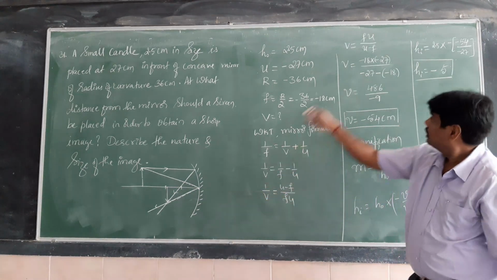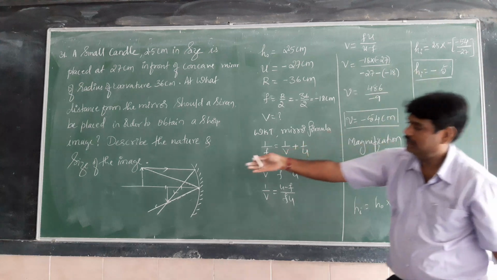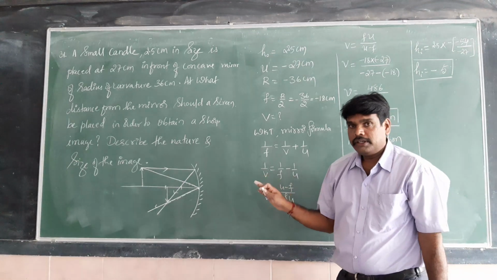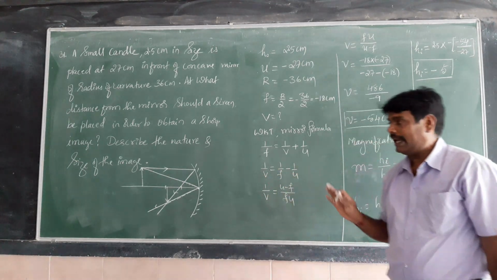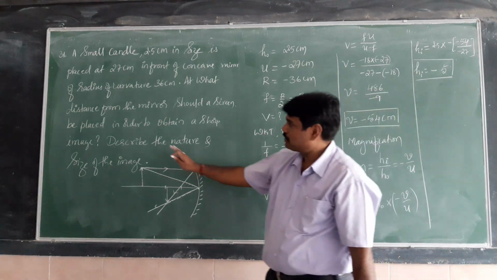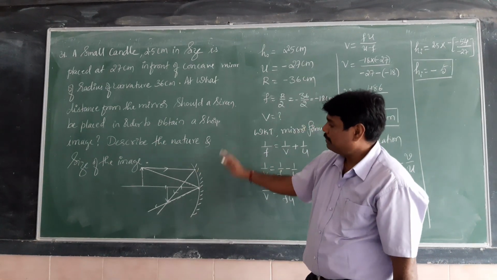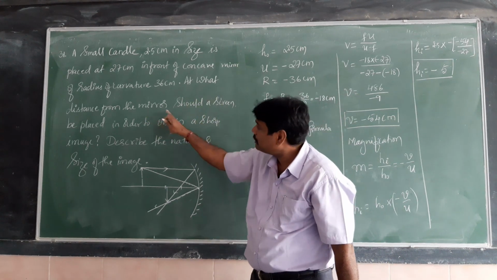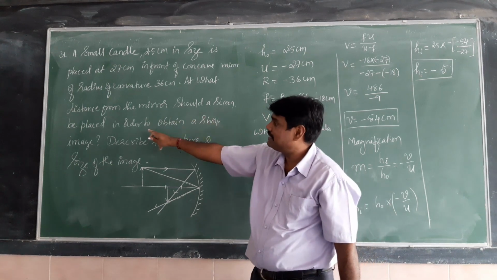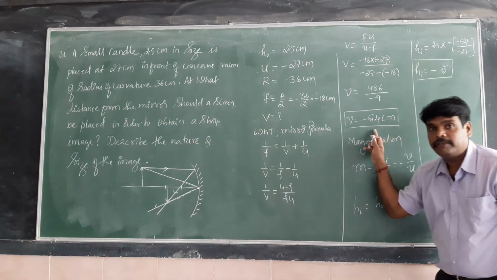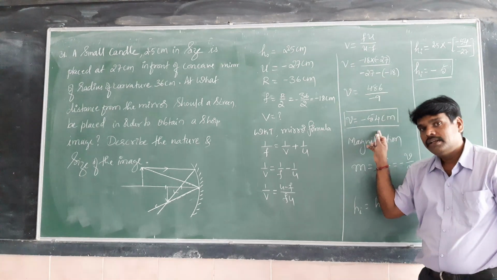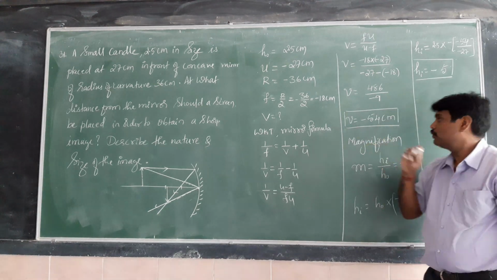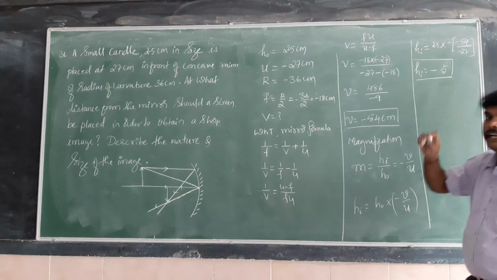It is negative, which is nothing but the downward direction. Since the image is inverted, it should be a real image. To capture or hold the image, we require a screen. So at what distance from the mirror should a screen be placed? Exactly at 54 centimeter. If you place the screen there, a sharp image is obtained. That's very important. A sharp image is obtained exactly at 54 centimeter, and that image is magnified double.